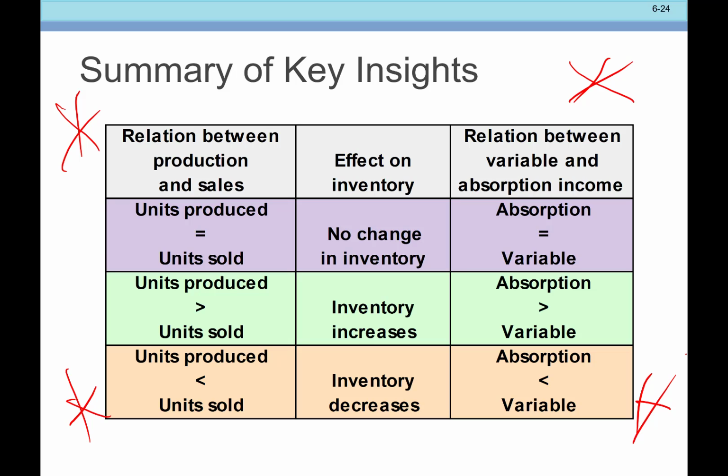If the units produced are less than the units sold, obviously our inventory will decrease. Now those fixed manufacturing costs per unit that were sitting on the balance sheet are released and reported as cost of goods sold on the income statement. Variable would have taken those costs last period, wouldn't it? So the variable method will have a higher net income than absorption.